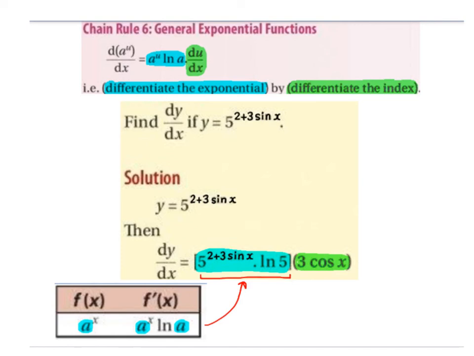So again, it's the outside-inside rule. For the chain rule, we differentiate the outside, so we're differentiating the exponential, multiplied by the derivative of the inside, the derivative of the index.